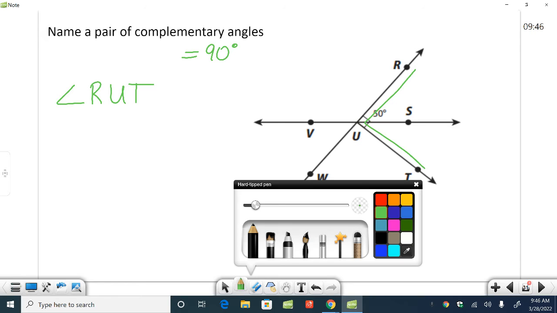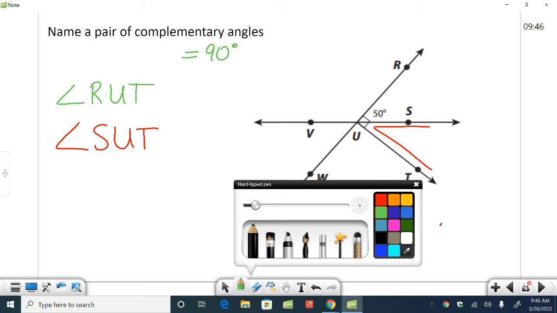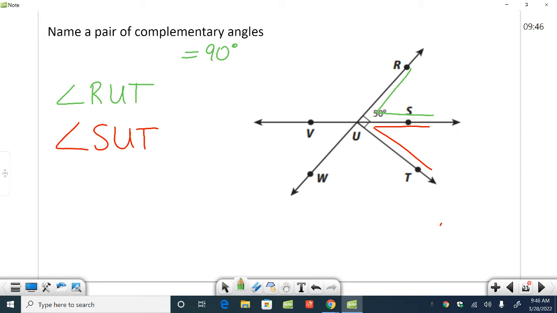Okay. SUT, and this angle right here is angle RUS, not RUT, okay? Because this angle is 50 degrees, and this angle, we don't know what that angle is, but we could figure it out. And they both add up to 90 degrees. Good?